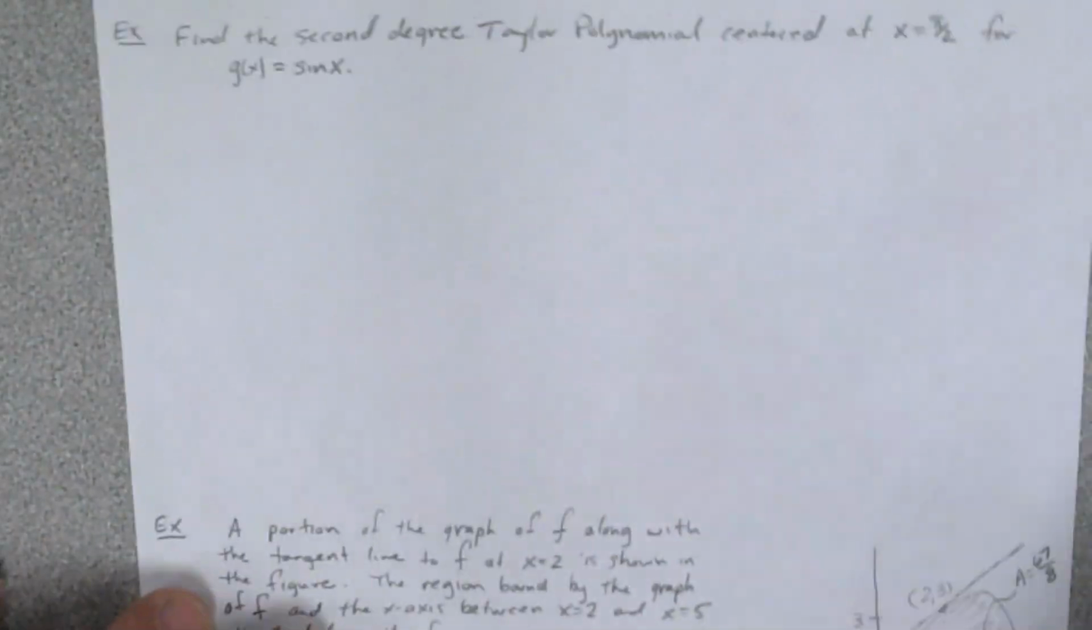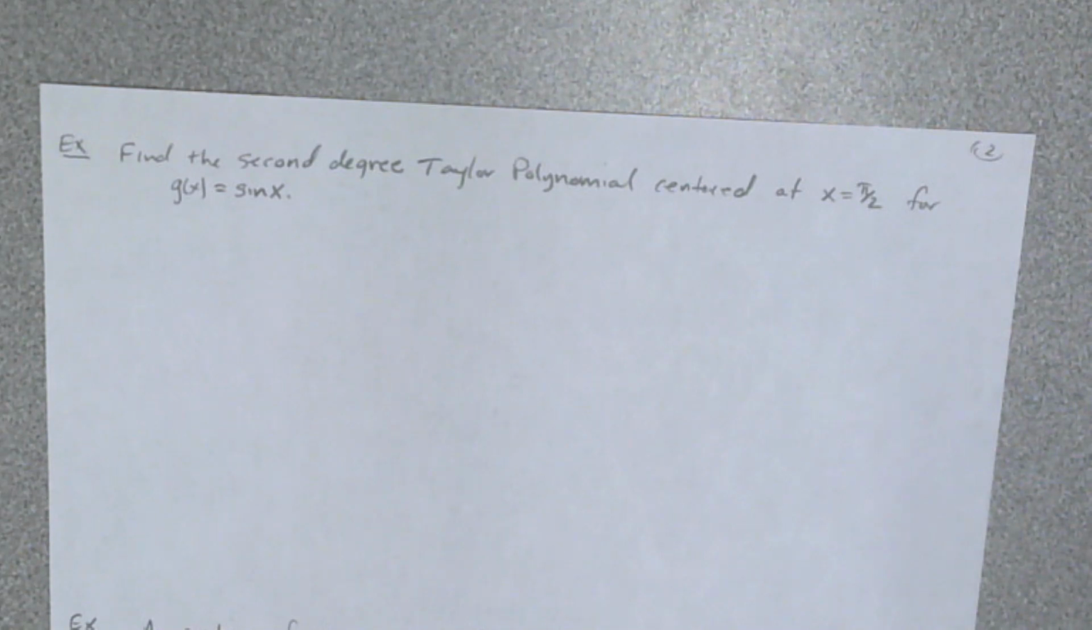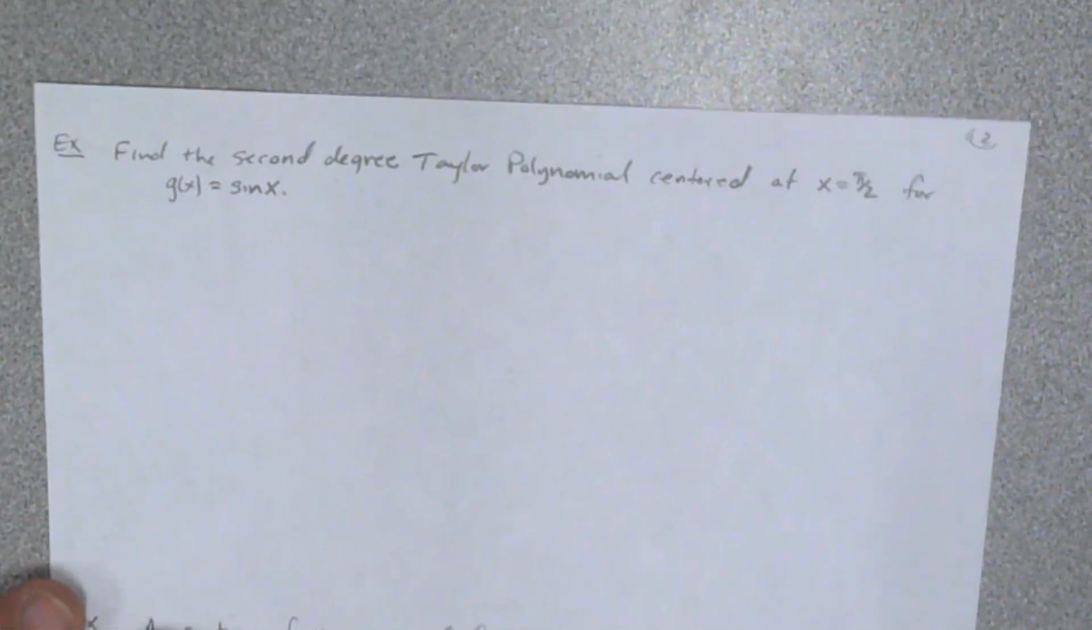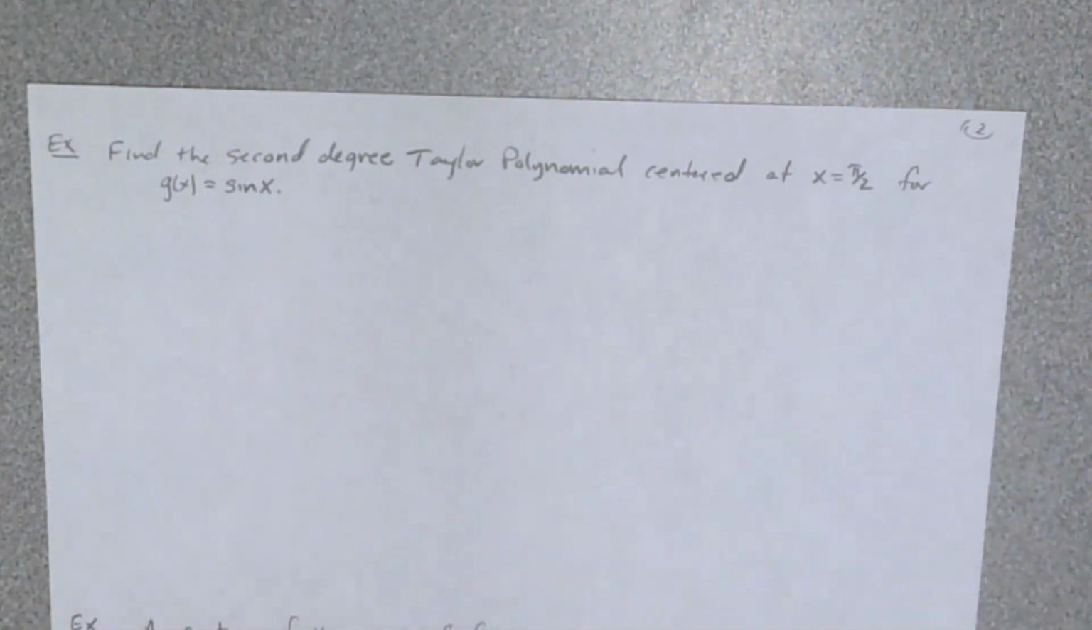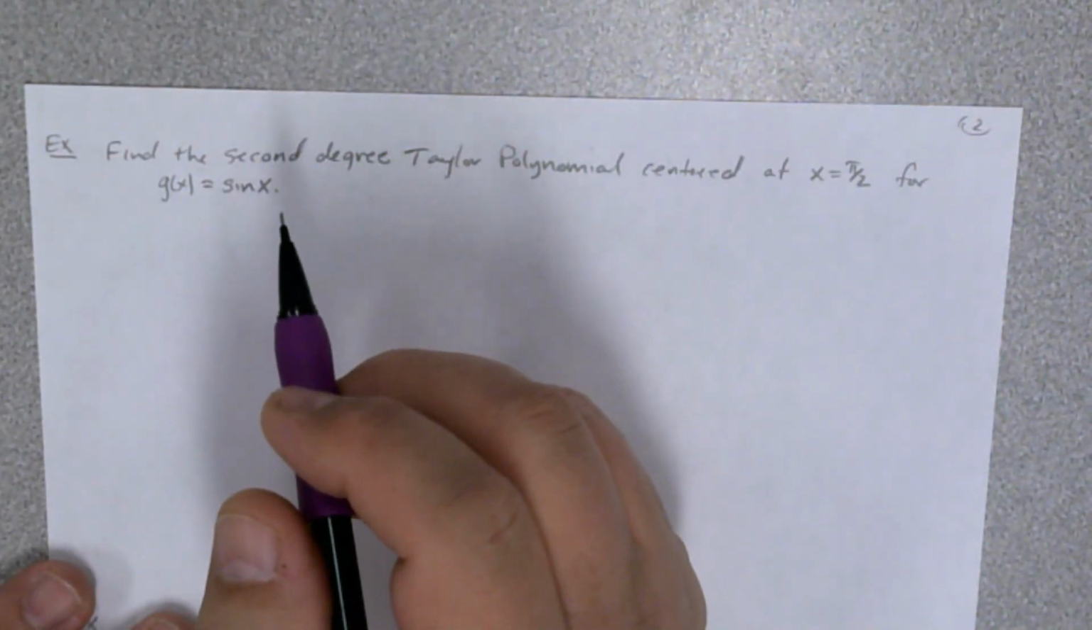I got 2 more examples for this video. So here's the next one. Find a second degree Taylor polynomial centered at x equals pi over 2 for g of x, which equals sine of x. Okay? So, things that you need to remember, or you need to be told in the problem.